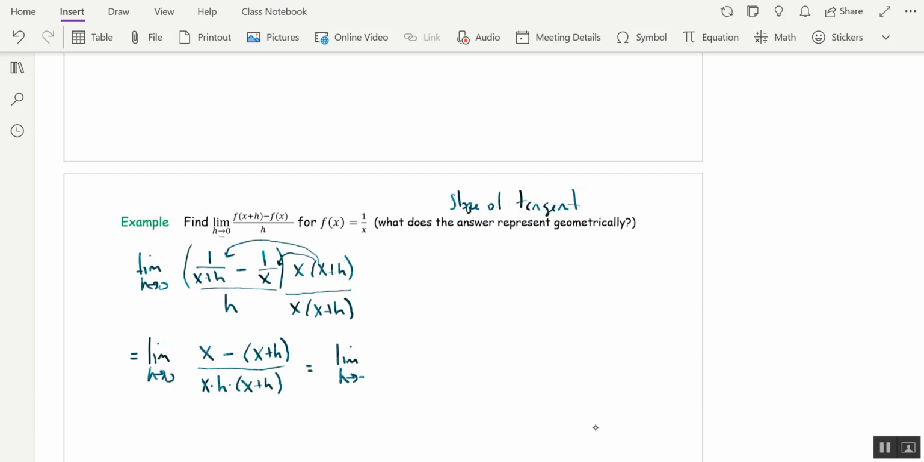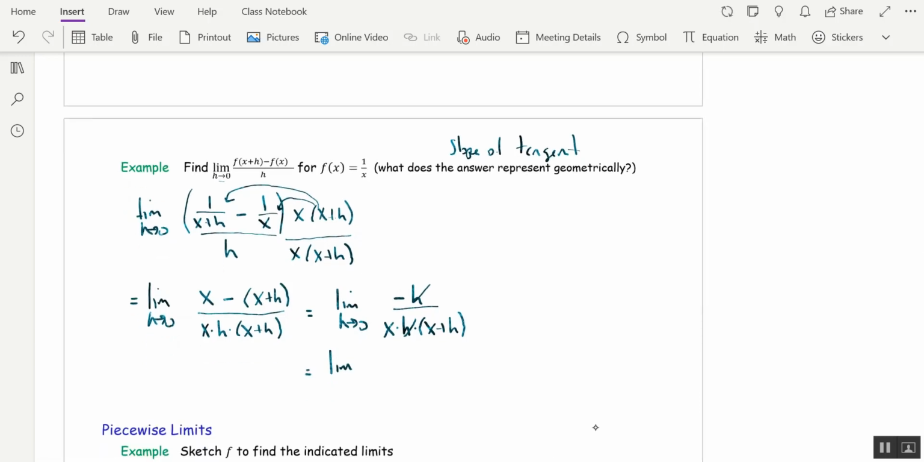That's the limit as h goes to 0 of x minus x is 0, so I get negative h over x times x plus h. Now I can cancel those h's. That's the limit. Yes, you have to carry the limit the whole time. Limit as h goes to 0 of negative 1 over x times x plus h. Now I can let h equal 0 because I'm going to get negative 1 over x squared. And actually, we just found a derivative. So we've already started doing calculus.